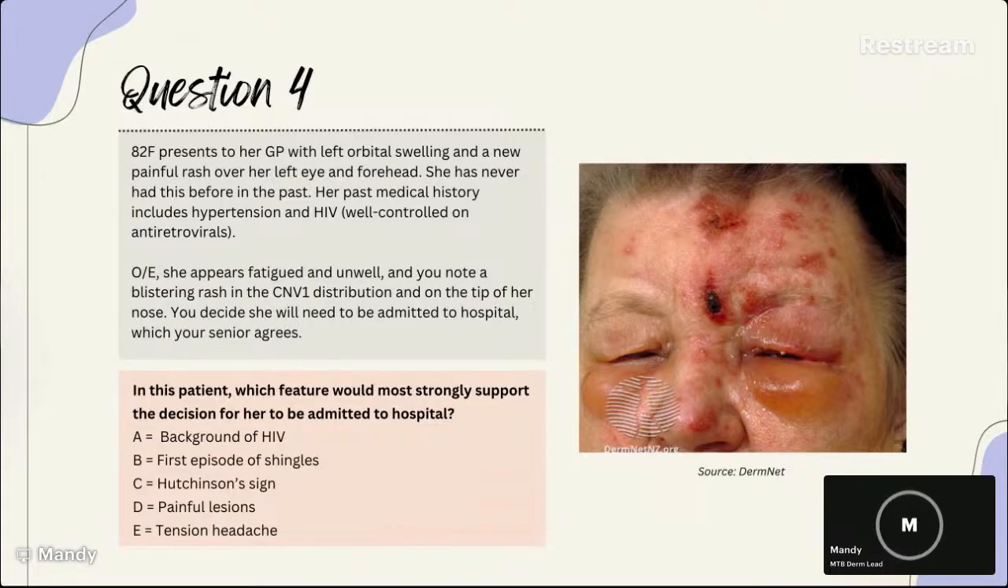In this patient, which feature would most strongly support the decision for her to be admitted to hospital? Is it A, background of HIV, B, first episode of shingles, C, Hutchinson sign, D, painful lesions, or E, tension headache? I'll give you some time. This question is slightly trickier than the one before, but hopefully you can give it a shot and let me know what you think.